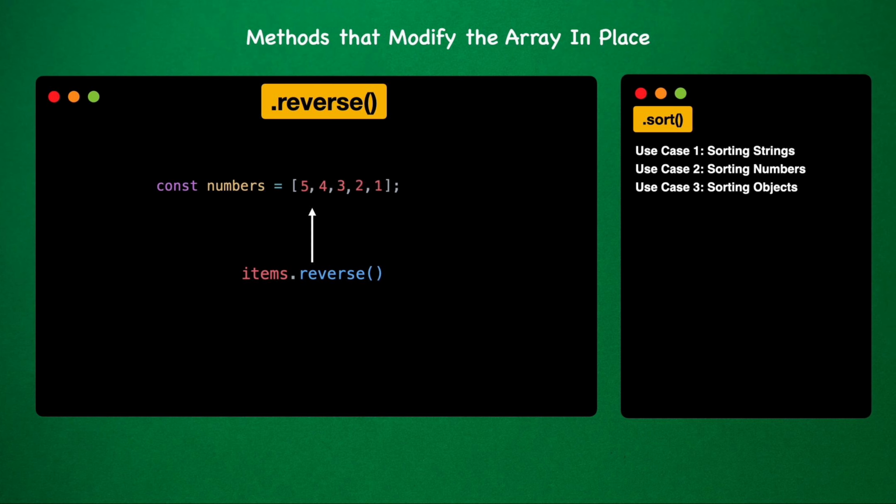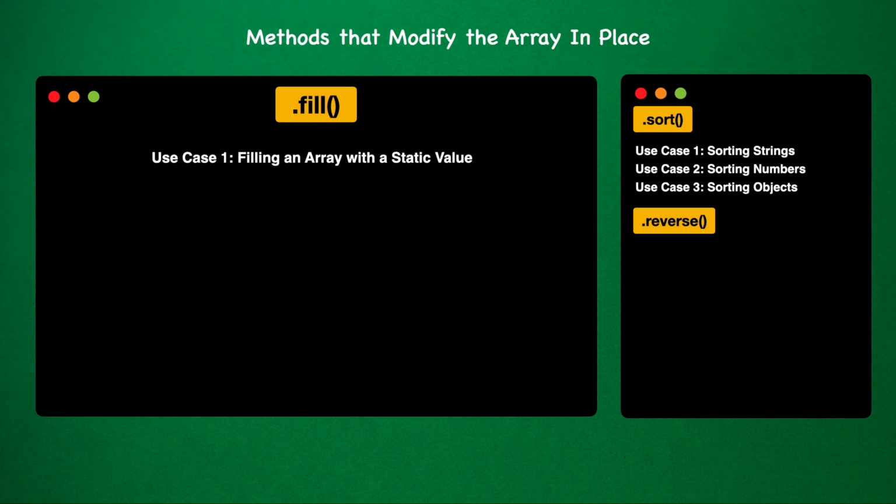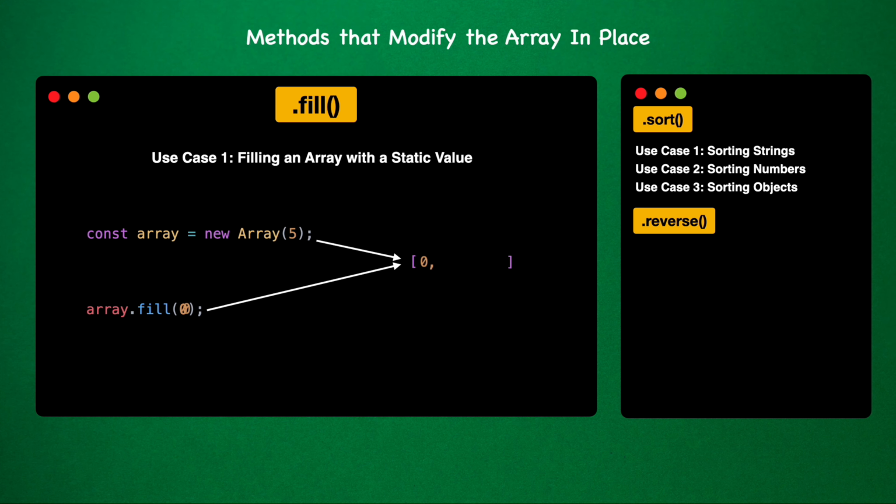The final method in our exploration of array modification methods is fill. This method allows us to fill all the elements in an array with a static value from a start index to an end index. Here, we create an array of 5 empty slots with new Array(5), and then we fill it with 0 using array.fill(0). The original array has been updated in place to this new uniform value.